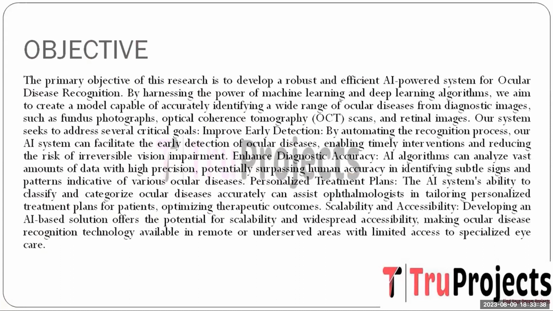First, we aim to enhance early detection by automating the recognition, facilitating timely intervention to mitigate the risk of irreversible vision impairment. Furthermore, the AI algorithm's potential for meticulously scrutinizing an extensive dataset can potentially surpass human accuracy, uncovering subtle markers and patterns indicative of various ocular diseases. Additionally, the system's aptitude in accurately categorizing ocular disease can aid the ophthalmologist in tailoring personalized treatment strategy, optimizing the therapeutic outcome.